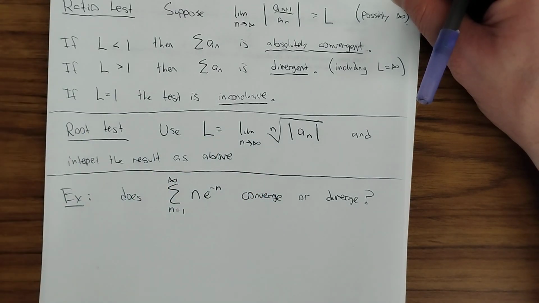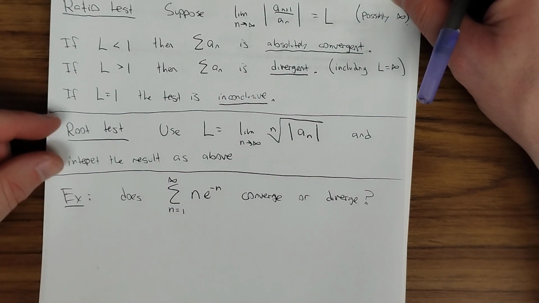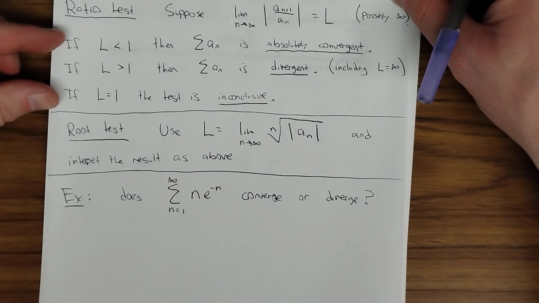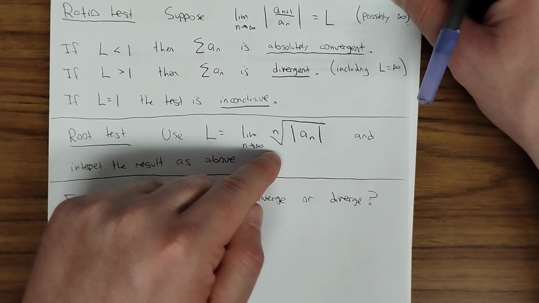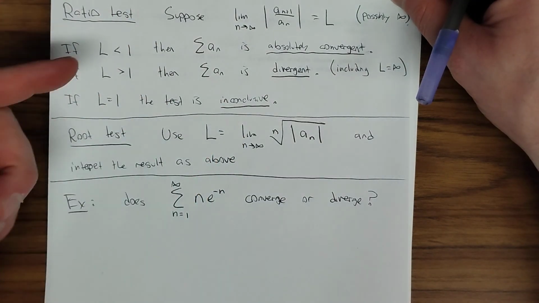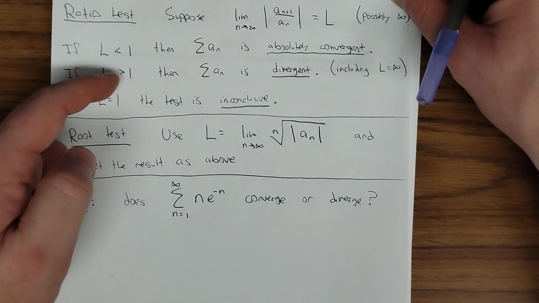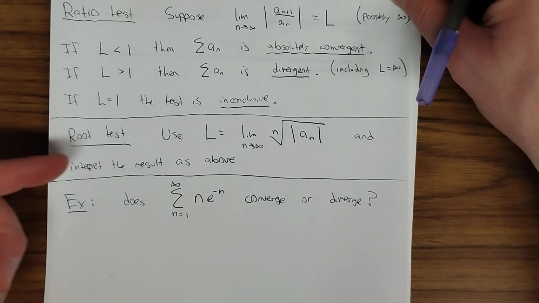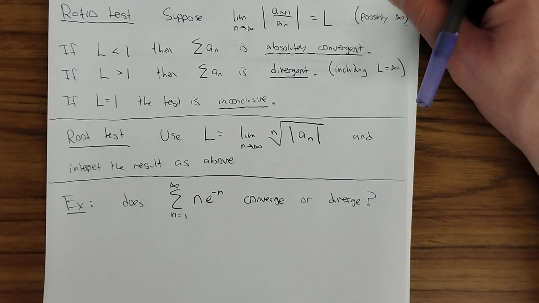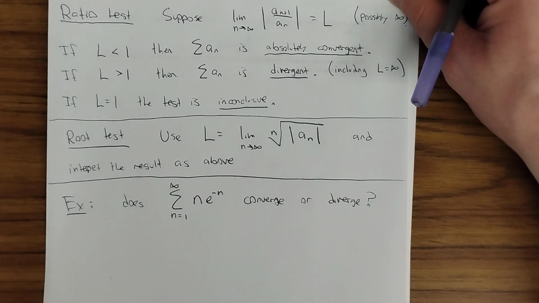And then we interpret the results. I was kind of lazy, but you interpret the result the exact same way as the ratio test. It's just a different L, but if this L is less than 1, then the series is absolutely convergent. If this L is greater than 1, then the series is divergent. And if L equals 1, then the root test is inconclusive. I just didn't want to write all that again. So you interpret the result the same way you interpret the ratio test. It's just a different L.